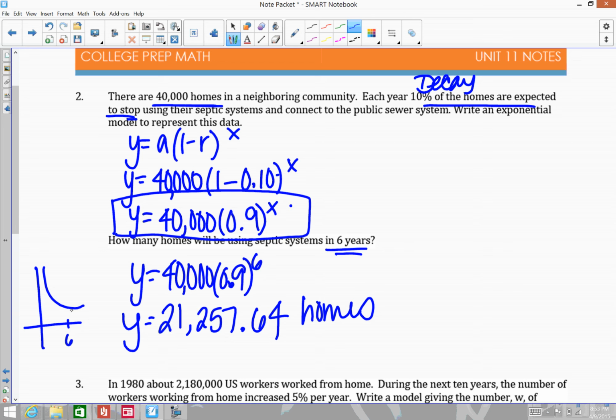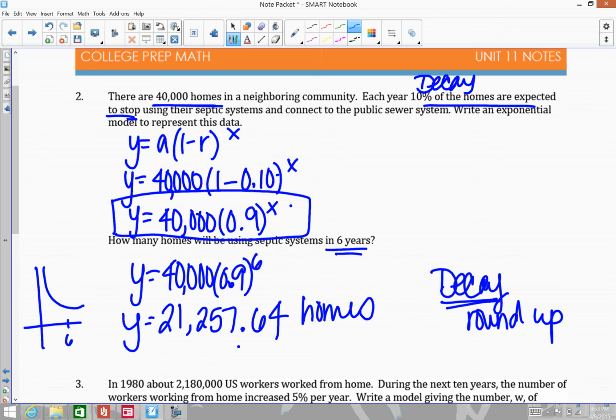21,257 homes left because that would be after 6. So I haven't quite decreased enough to round down here. I actually have to end up rounding up. I have to say that there's 21,258 homes that still have the system because I can't count this 0.64 as an additional home. So basically, since it's a decay model, what that means is we're going to round up.